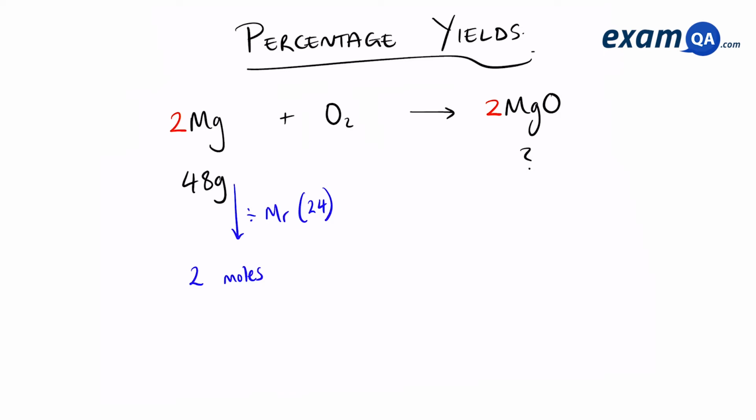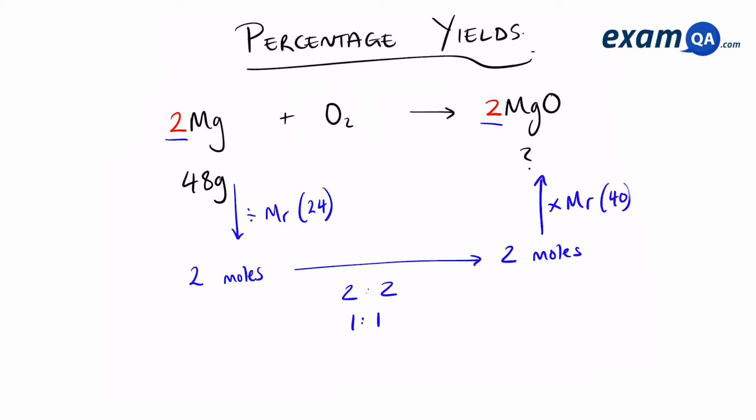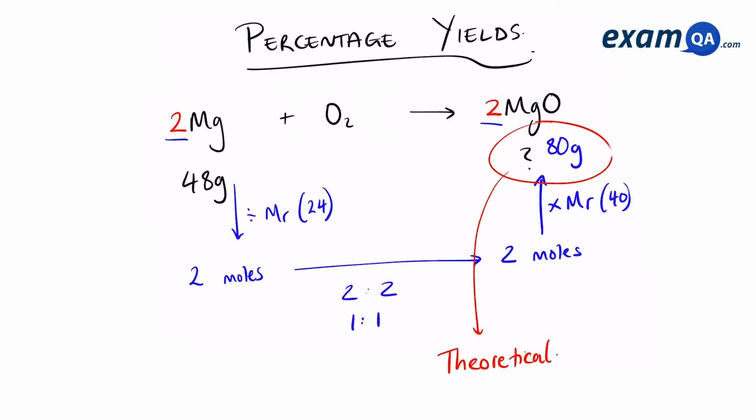Next, we're going to compare the ratio of magnesium to magnesium oxide. So 2 to 2 means it's a 1-to-1 ratio, so the moles will be the same. Finally, we're going to times it by the MR of magnesium oxide, which is 40, and that gives us a final answer of 80 grams. What we just calculated was the theoretical mass, meaning if we had 48 grams of magnesium and it all completely reacted, we would produce 80 grams of magnesium oxide.